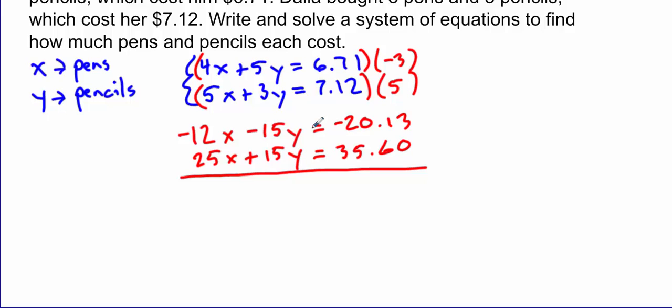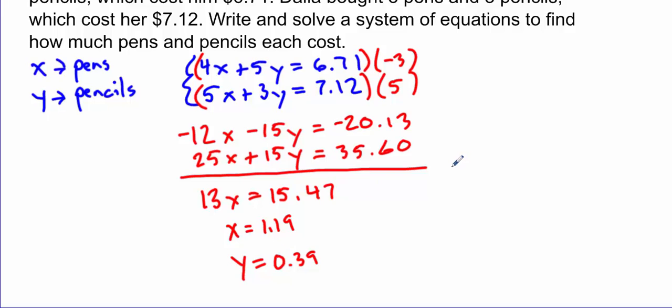Now, as you know with elimination, what we're trying to do is get rid of one variable. By adding these two equations together, we'll lose our y values, and we'll have 13x equal to $15.47. And one quick step of division then tells us that x would have to be $1.19. Now you can plug that number into this equation or to this equation. It doesn't matter. And either one you plug it in, you're going to get 0.39.